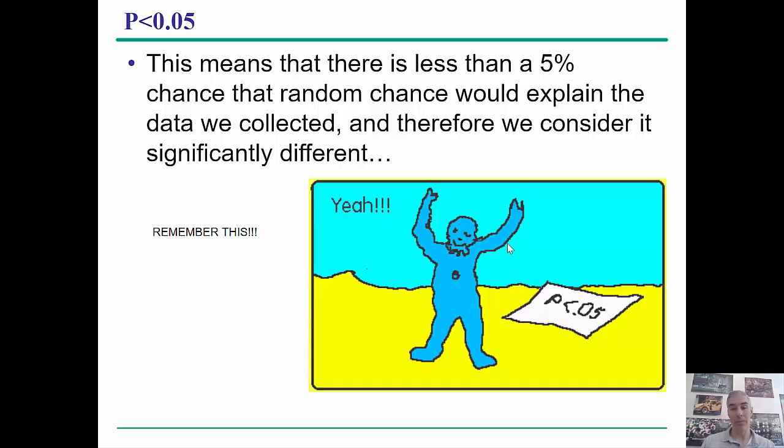I don't know where I got this from. I typed in something about like p-value cartoon, and this is what came up. This is what's on the internet.